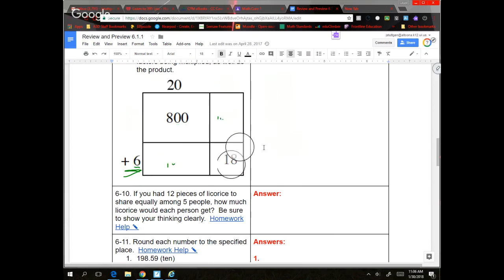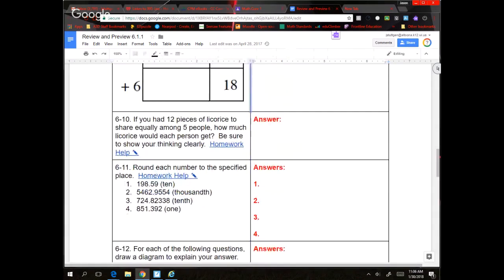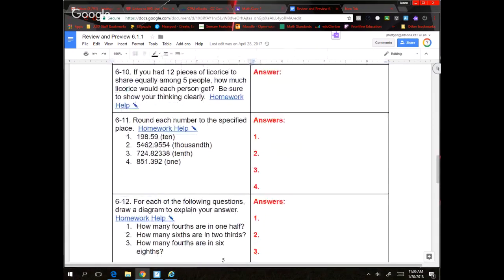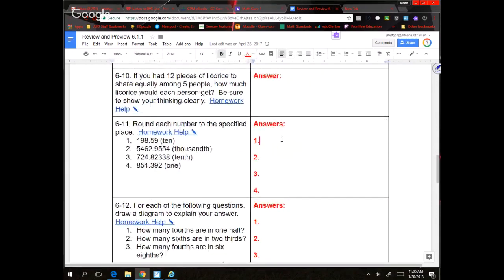Next problem, and again, this is a double homework, 10 questions instead of 5, because it should have been a 2-day lesson, but these are all good review problems. All right, next one, 6-10.